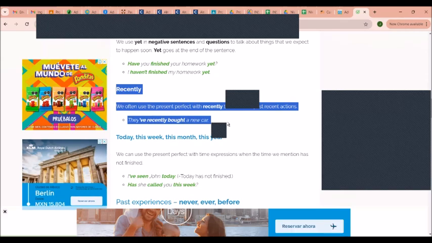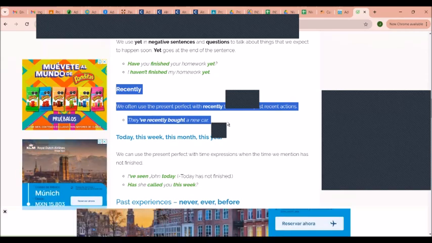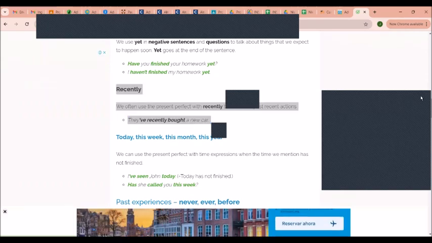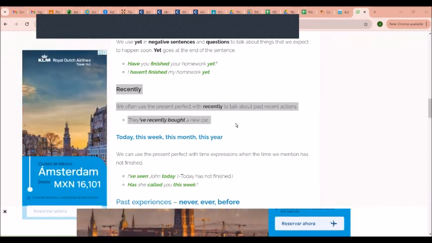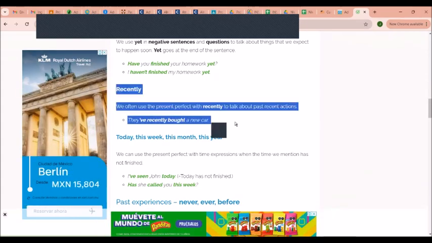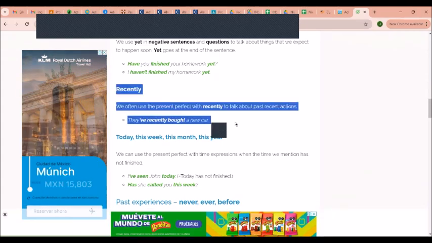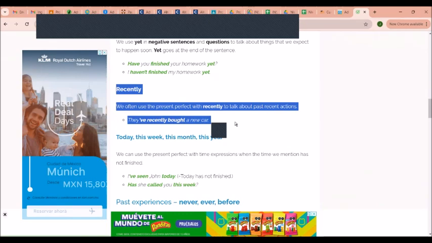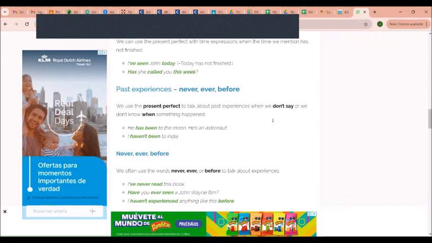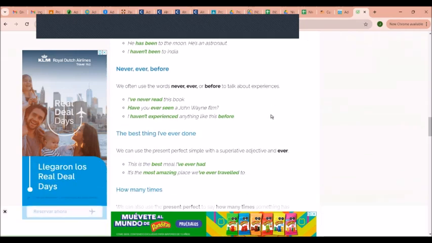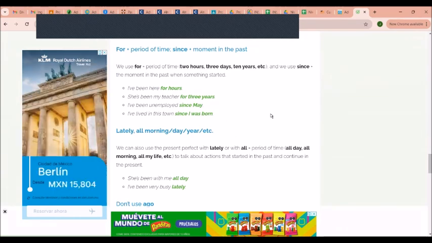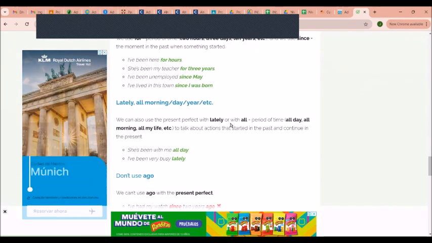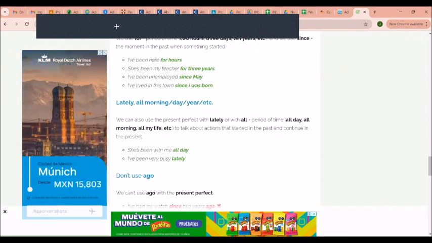Yes. Can you see it now? Yes. Recently, we often use the present perfect with recently to talk about past recent actions. Dave recently bought a new car. All right. So recently and lately work almost the same. They are those adverbs that have the ly endings, and they are talking about a particular time, right?